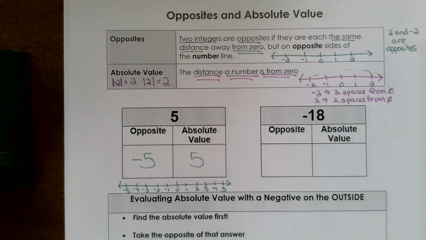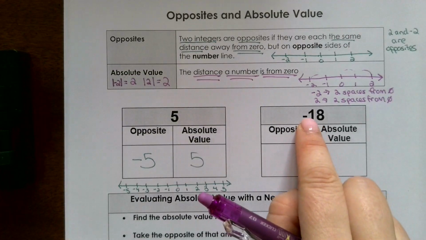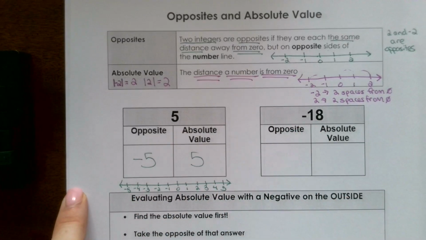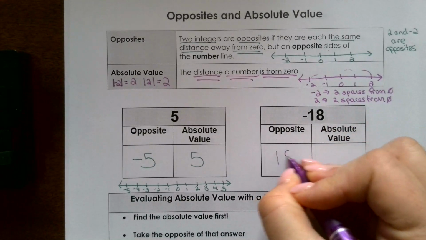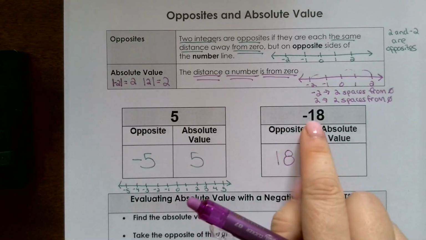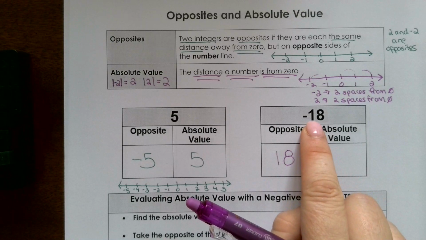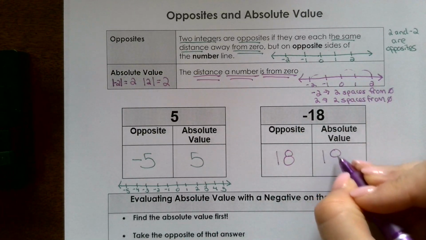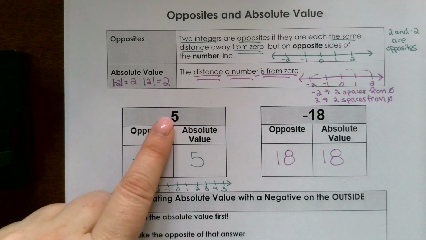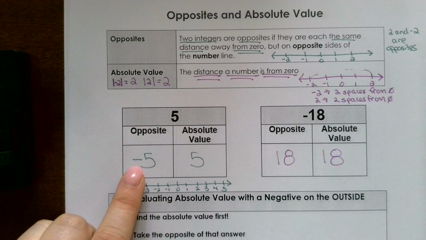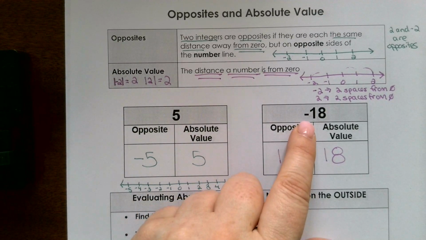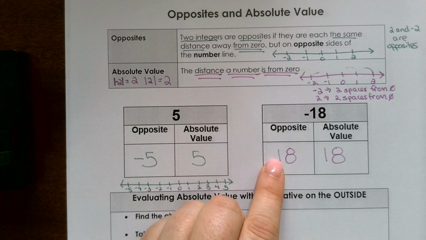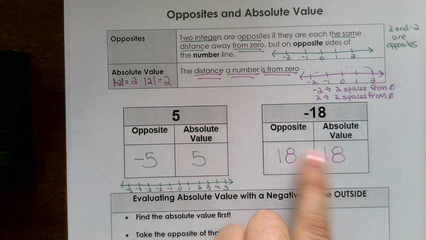-18, that's a bit too much of a number line, but I know that if I have -18, it's going to be over here. On the opposite side, 18 spaces away from 0 is +18. And I know that -18 is 18 spaces away from 0. So if you look at this, you can see that if I start with a positive number, the opposite is going to be the opposite sign, and the absolute value is going to be the same. Whereas if I start with a negative number, the opposite and the absolute value are going to be the opposite sign.